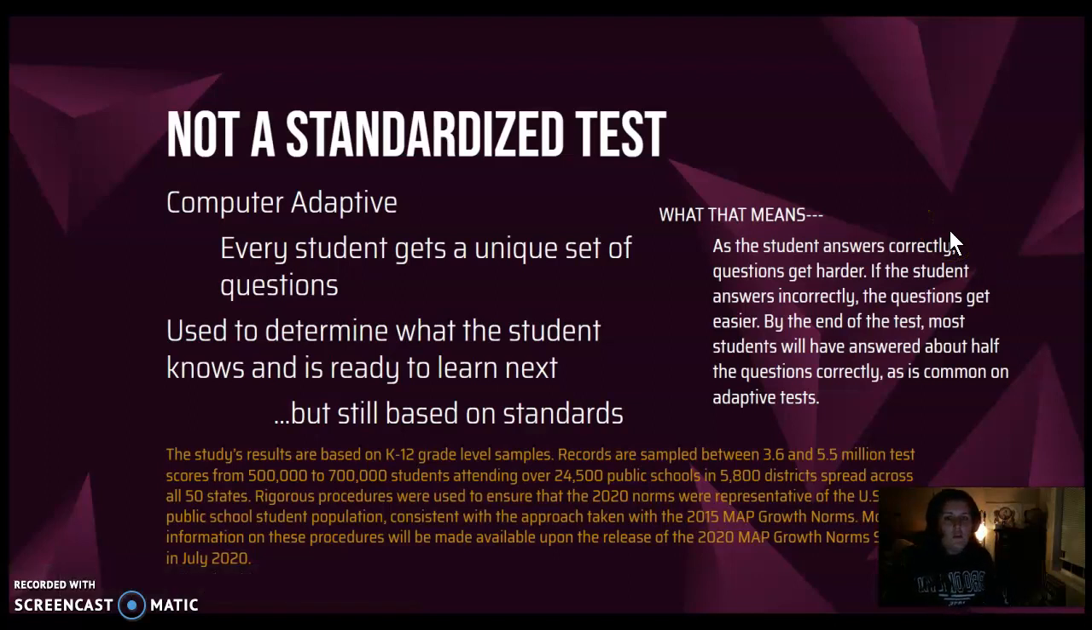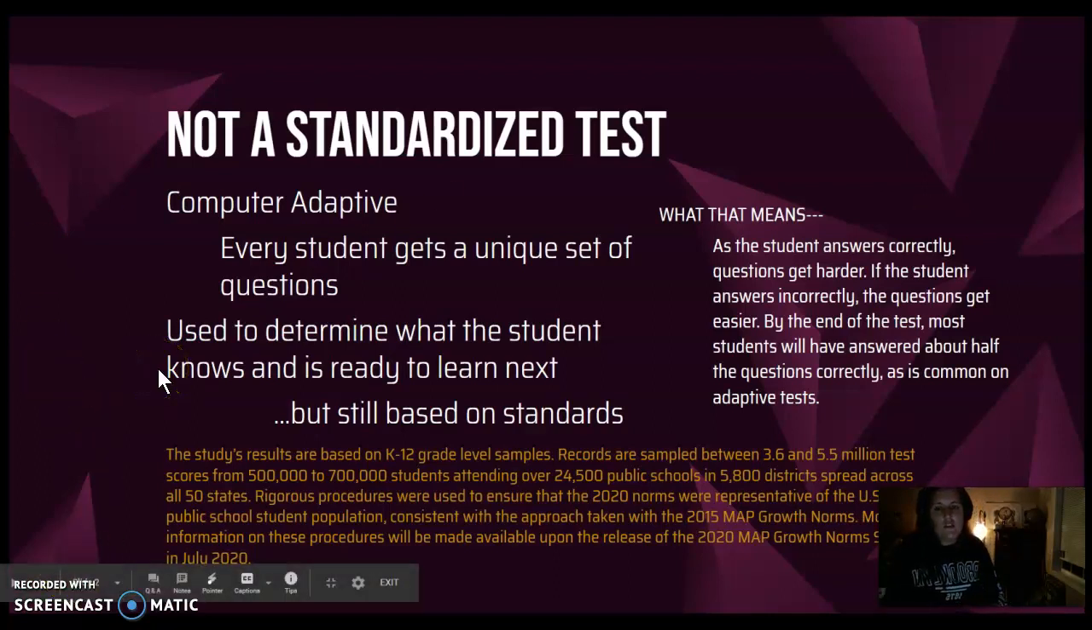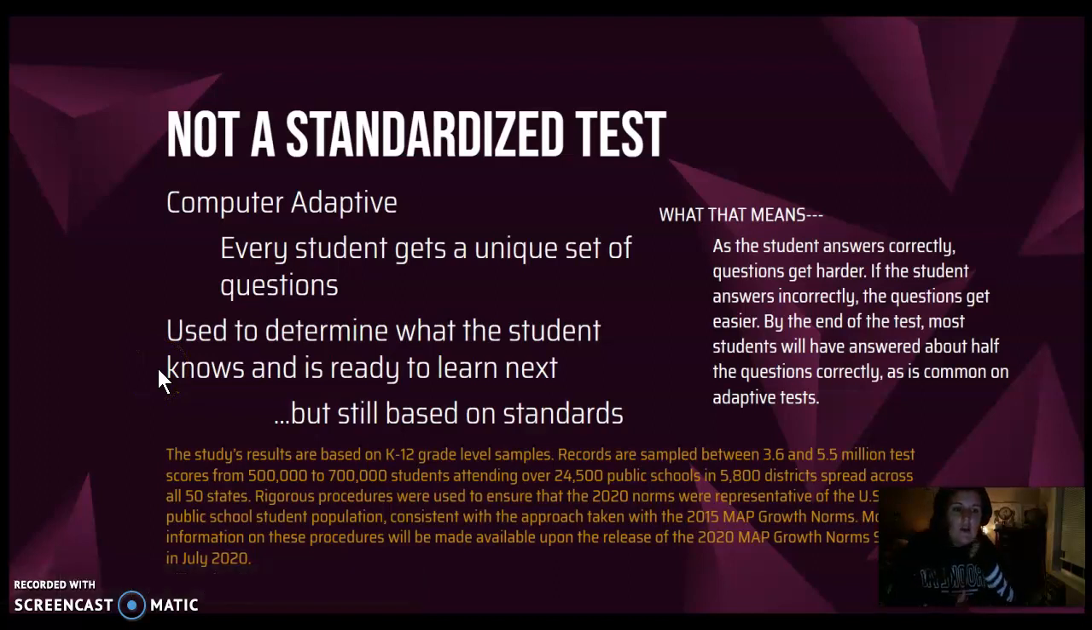The first thing you need to know about the MAP test is that it's not a standardized test. You guys are used to taking standardized tests in public school. And when I say this is not a standardized test, I'm not saying that this is not based on standards, because it is. This is based on standards just like any other test you've taken. However, it's not standardized in that everybody gets the same test, because that's fair, right? We're making high stakes decisions based on these tests.